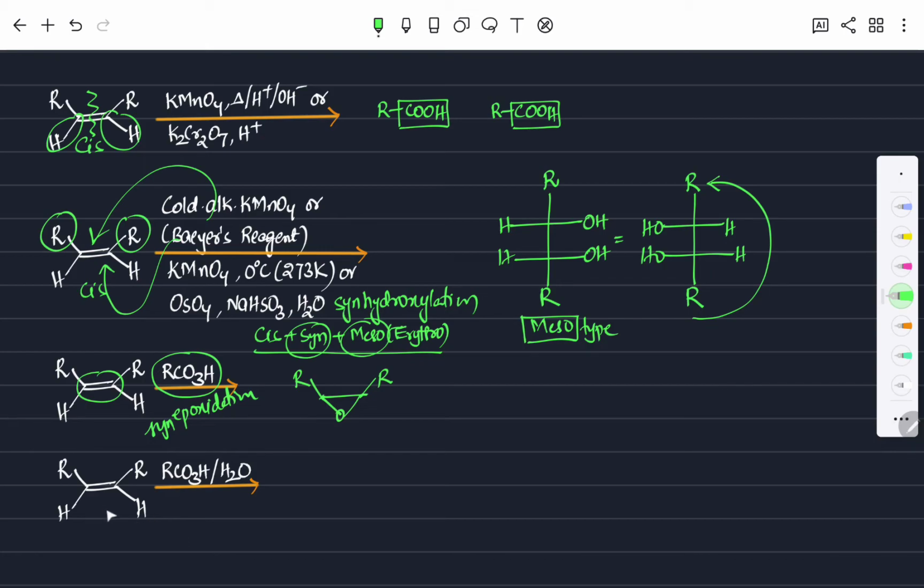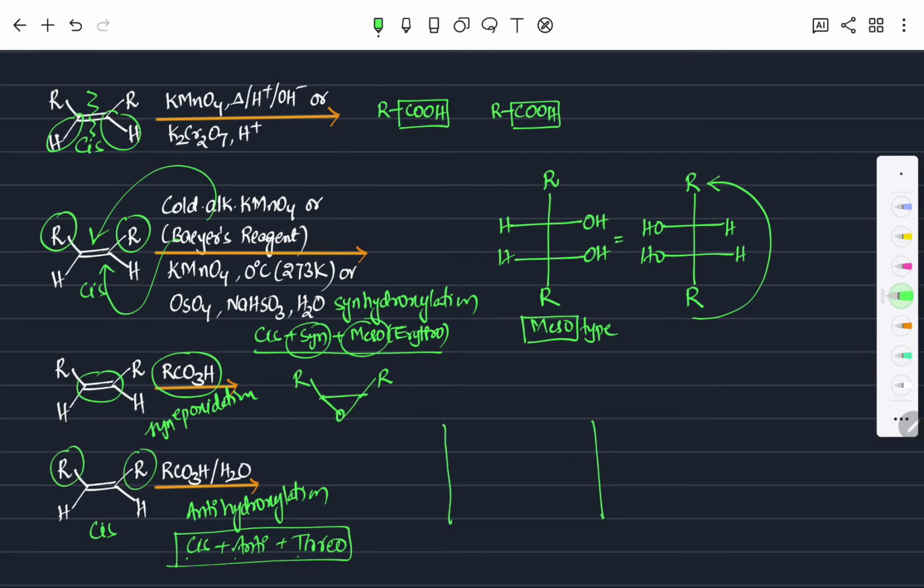Next, when cis alkene is treated with peroxyacid and water, it undergoes anti-hydroxylation. And how to write the answer? Simply, it is a cis compound, anti-addition. So we get threo type of compound. And how to write the answer directly?